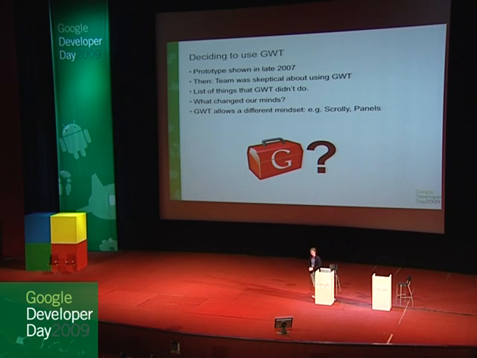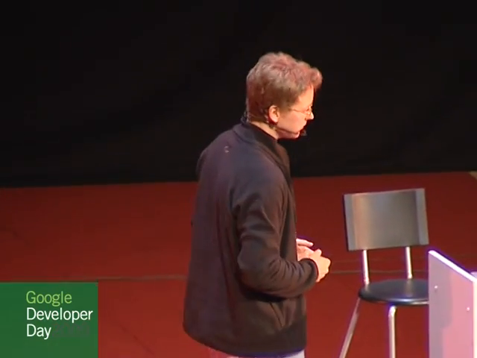The main reason we chose to go with GWT was that it allows you to operate in a higher level of abstraction. You're not constantly bogged down in limitations of browsers. You can operate at a higher level, do things the way you want to do them, and GWT does a very good job of abstracting you and hiding the details of working with browsers. And this led to us doing our own scrolling and our own paneled environment.